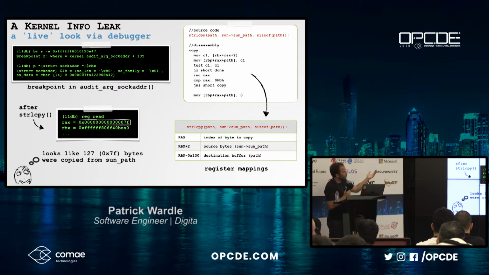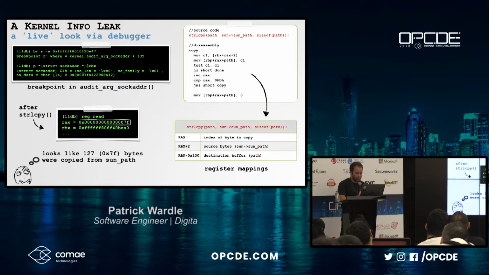At that point, we can look at the registers, and we have a table on the slide which is the mapping of what the registers contain at the vulnerable strlcpy. For example, RAX points to the index of the byte to copy. RBX plus 2 is the source bytes, which is the path. And then RBP minus 130 is the buffer it's going to copy it into. If we step over this, we can see that it returns 127, which means it's copied 127 bytes.